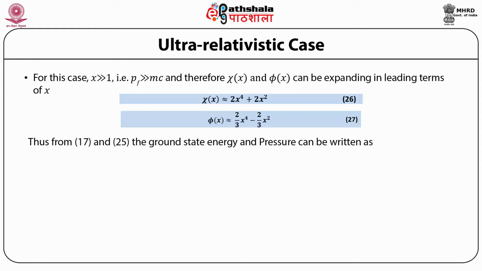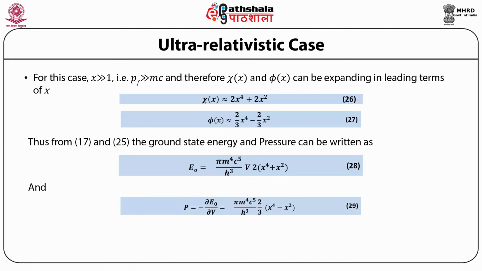Thus, from 17 and 25, the ground state energy and pressure can be written as E0 is equal to πm^4c^5 divided by h³ V times 2 into x^4 plus x², and P is equal to the partial derivative of E0 with respect to V with a negative sign, is equal to πm^4c^5 upon h³ into 2 upon 3 x^4 minus x².